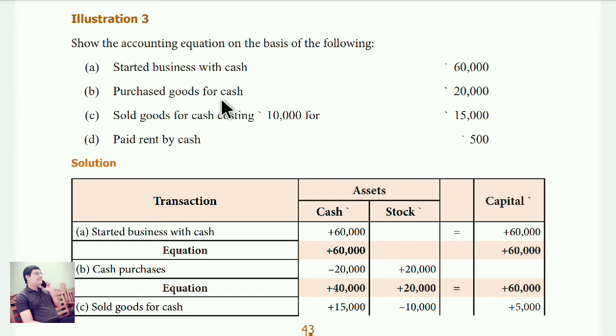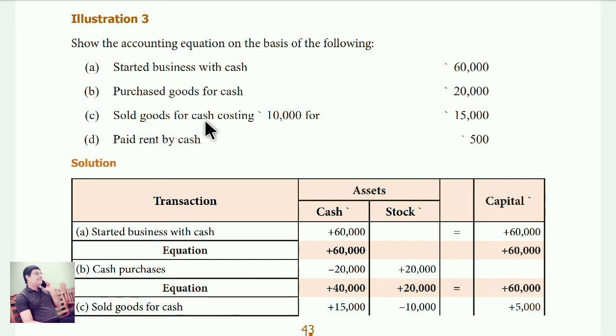purchase goods for cash. So cash account credit, so what will be purchase goods for cash? So purchase to cash. When we purchase, what comes in? Stock comes in. So stock plus 20,000 and cash goes out, so minus 20,000. Because stock comes in, plus 20,000, cash goes out, so minus 20,000.